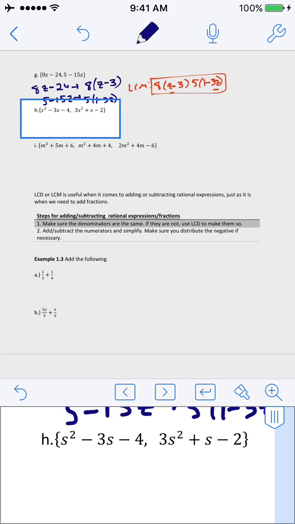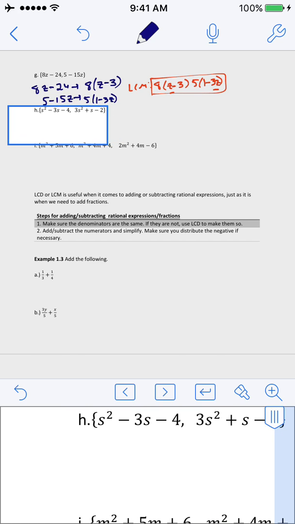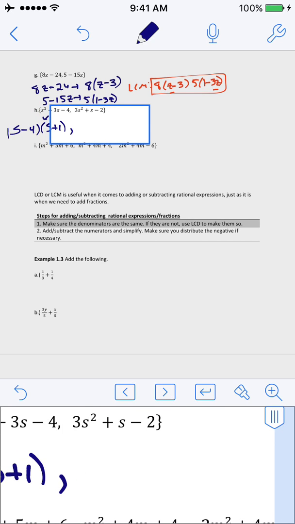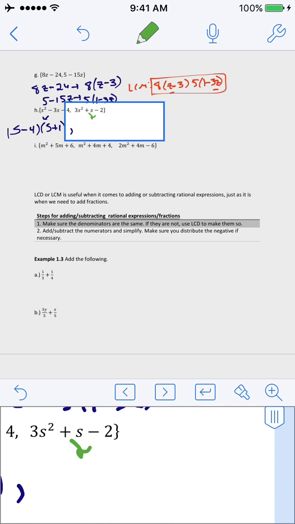Okay, so I have s squared minus 3s minus 4. Let's factor that guy down. S squared minus 3s minus 4. Let's see, two numbers that would multiply to negative 4 and add to negative 3. Probably negative 4 and 1. So this guy would factor into s minus 4 and s plus 1. While this guy, let's see, a times c would be negative 6, adds to 1. That would be the two numbers, probably 3 and negative 2.